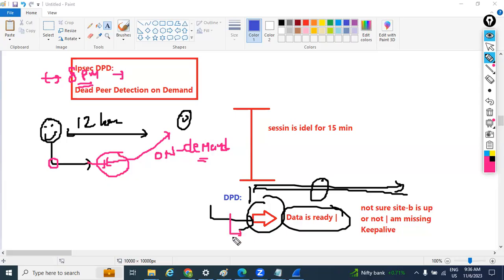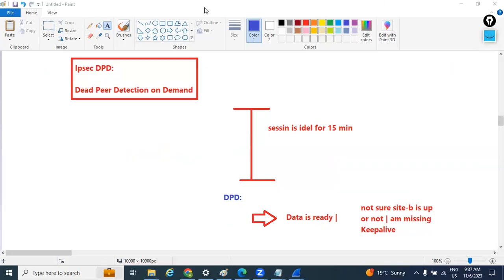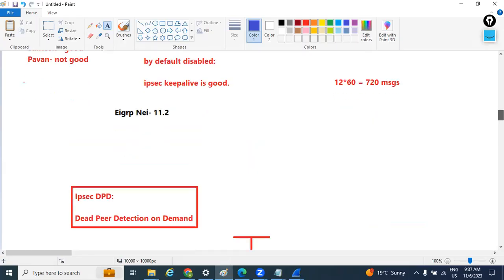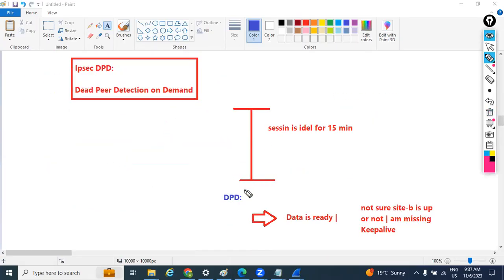So this is the same. Before sending the data, we are sending one particular message, the same keep alive only, but that keep alive is known as DPD, dead peer detection. I just want to know whether the other peer is dead or not. So this concept is known, and here the problem has been solved. Now Santosh is also happy. Santosh's intention was that before sending the data, I just wanted to know whether my other side is dead or not. So now the problem got solved.